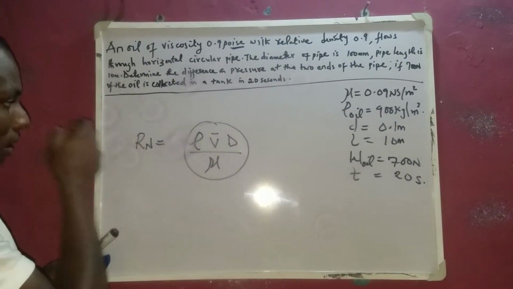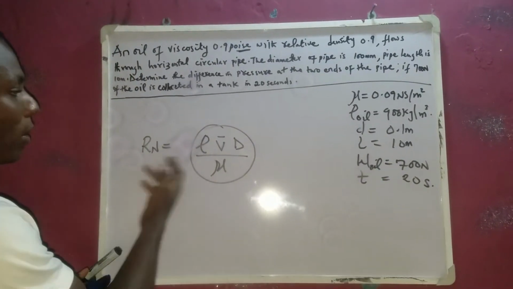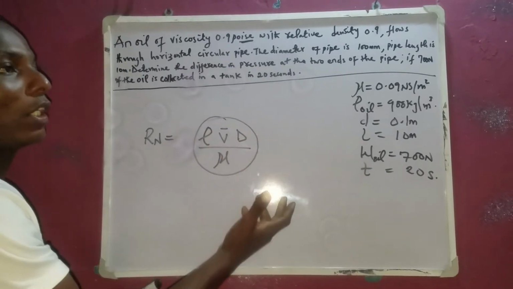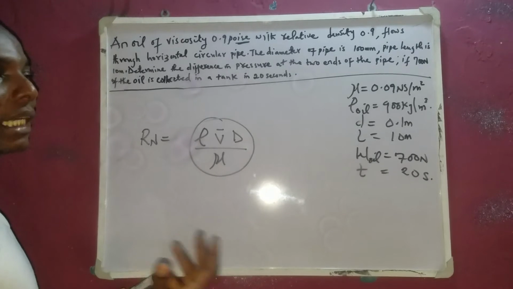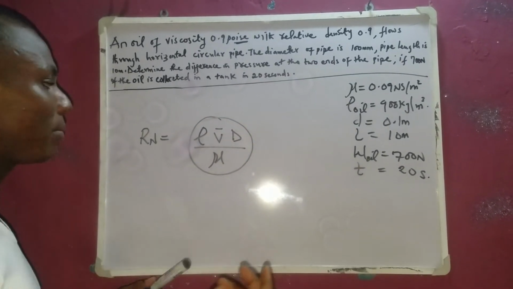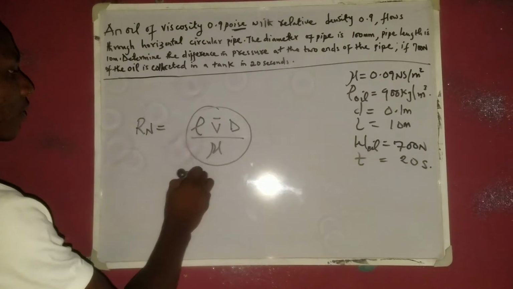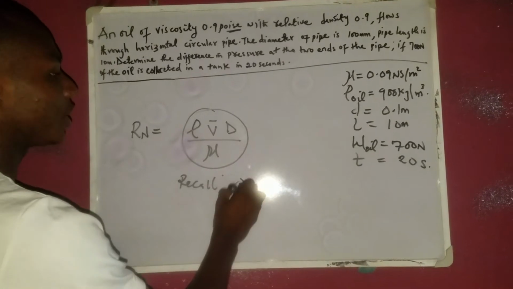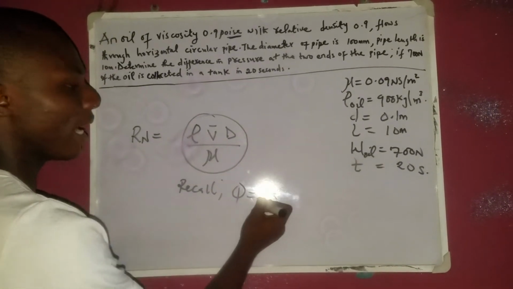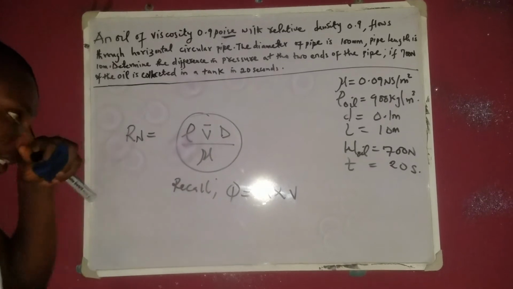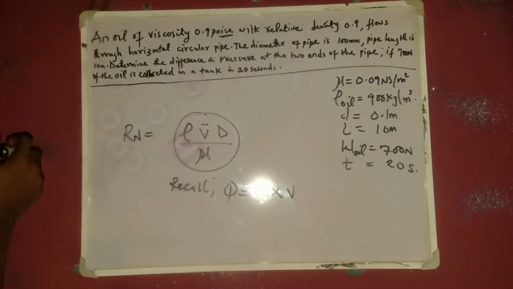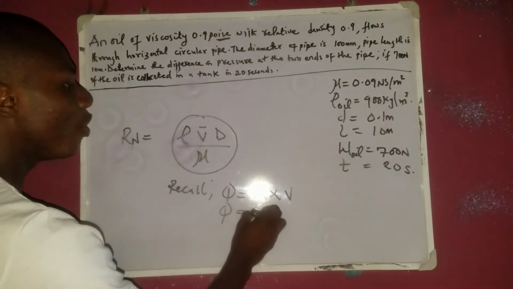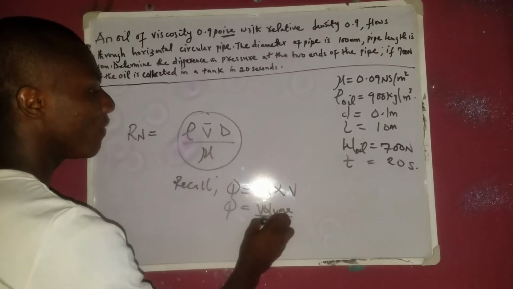Now remember, for us to get the value of Reynolds number, we need the value of the mean velocity, and we don't have the value of the mean velocity, so we would determine the value. How do we determine the value? Recall that discharge Q is equal to area A times velocity, mean velocity V, right? Also recall again that discharge is equal to volume all over time.